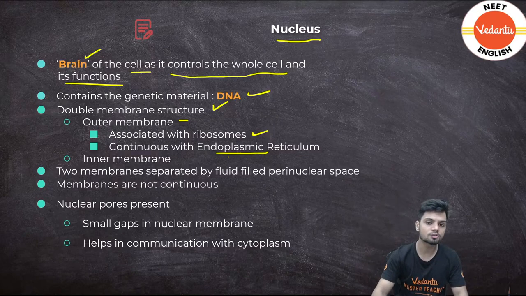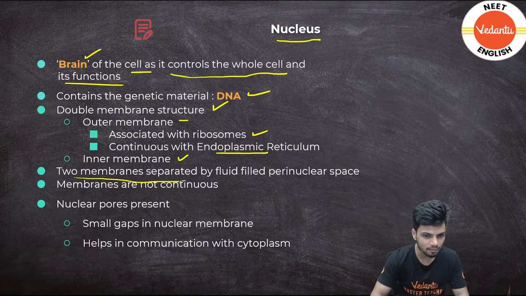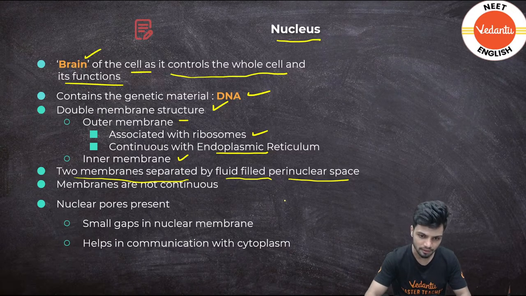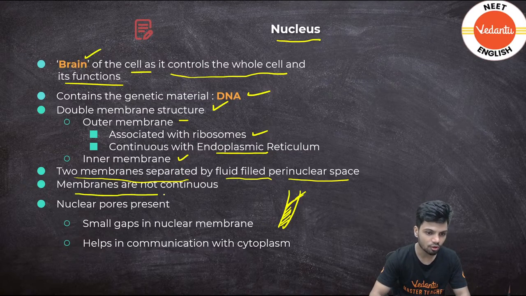It is also associated with ribosomes. What about the inner membrane? We have the outer membrane and the inner membrane, the two membranes separated by a fluid filled perinuclear space. So between the two membranes here inside, there is a perinuclear space here. The membranes are not continuous.